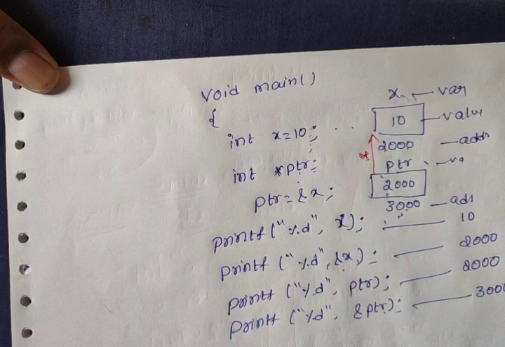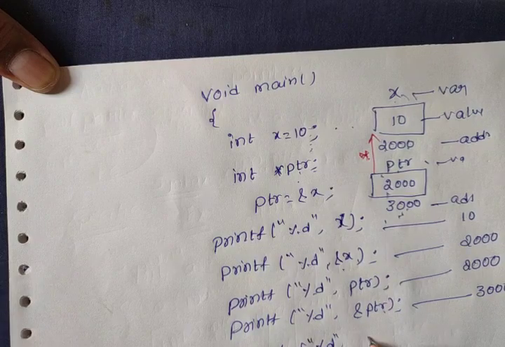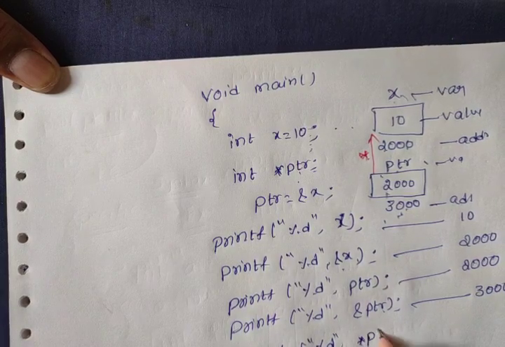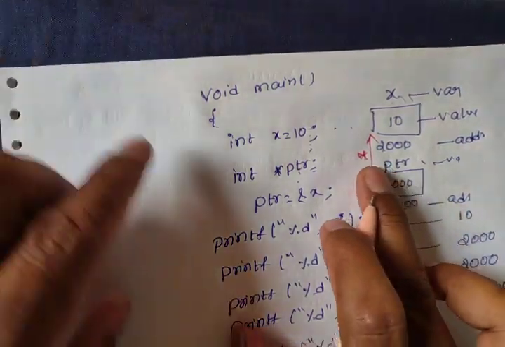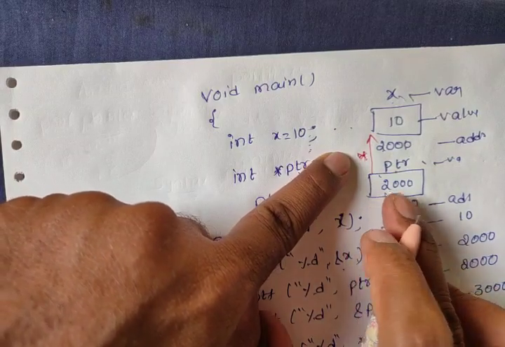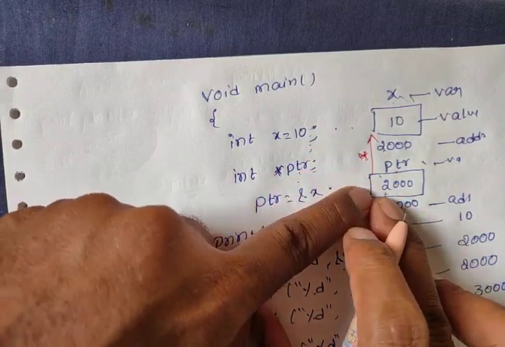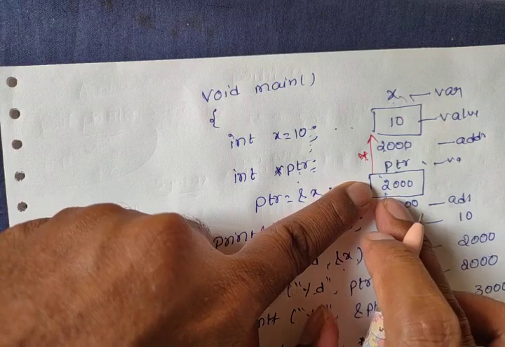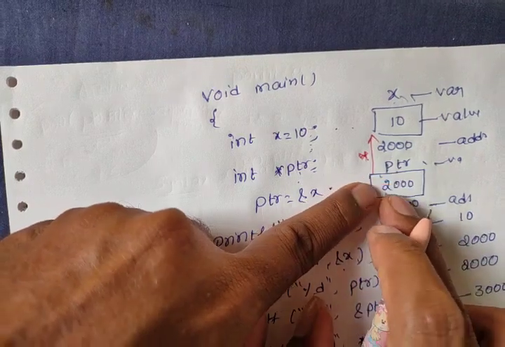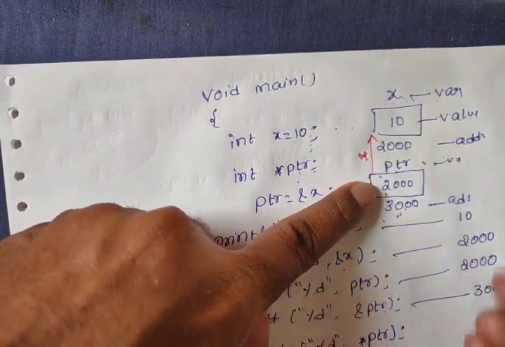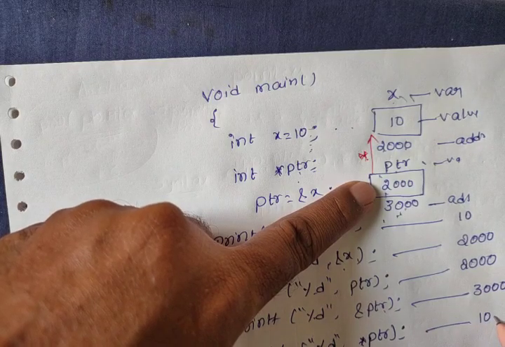Then after that we use the pointer variable, that means printf %d *ptr. Here what does the star mean? It indicates the value at the 2000 address. What is the value at address 2000? It is 10, so it displays 10.